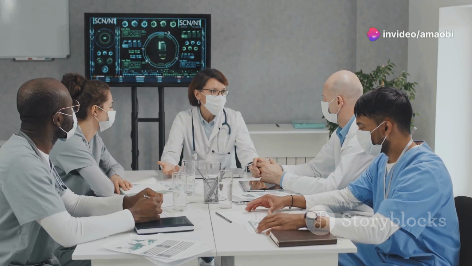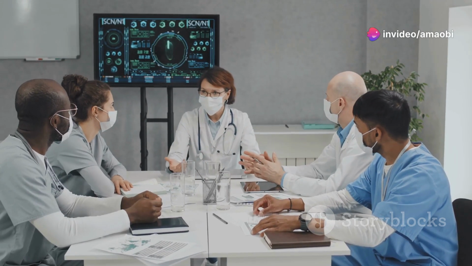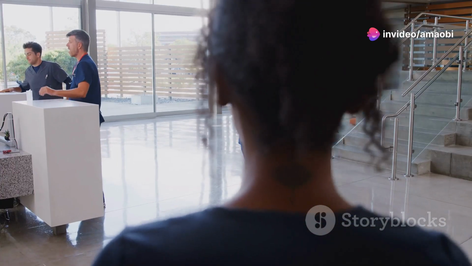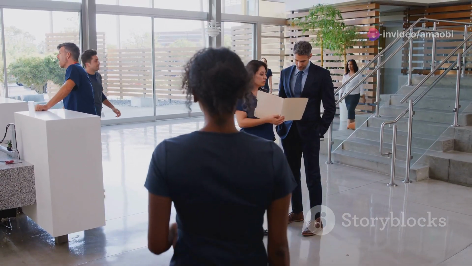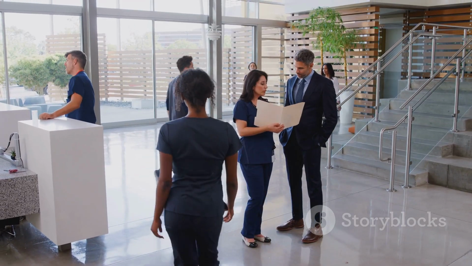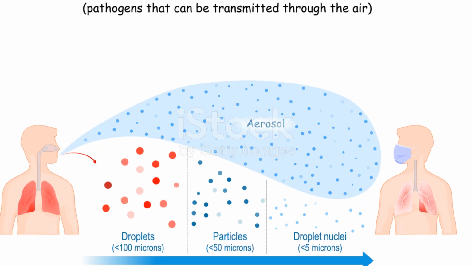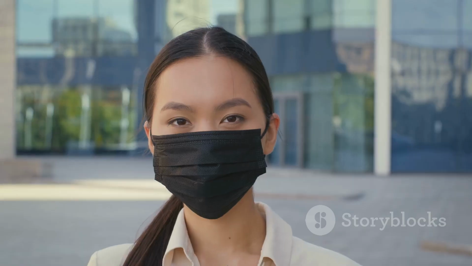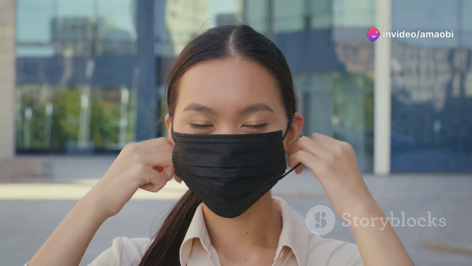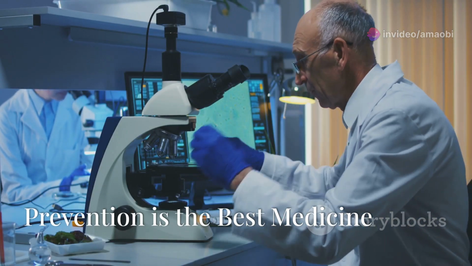We need to share information with the public, healthcare providers, and government officials. We need to be clear, accurate, and timely to build trust and encourage people to take action. Think about it. If people don't know how the disease is spreading, they can't take steps to protect themselves and others. Communication is a critical part of epidemic control.